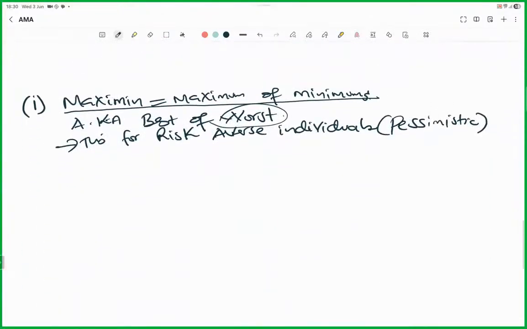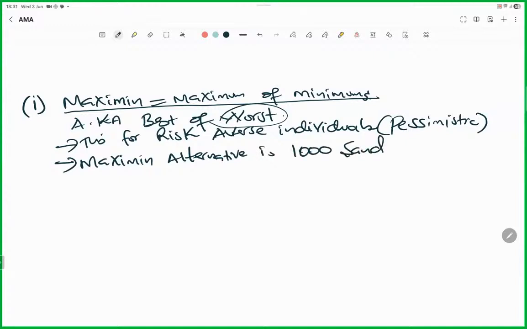So in this case here, the maximini alternative is 1,000 sandwiches. I will always remember this lady is the one who has taught me the proper spelling of the word sandwiches. I can never forget that.